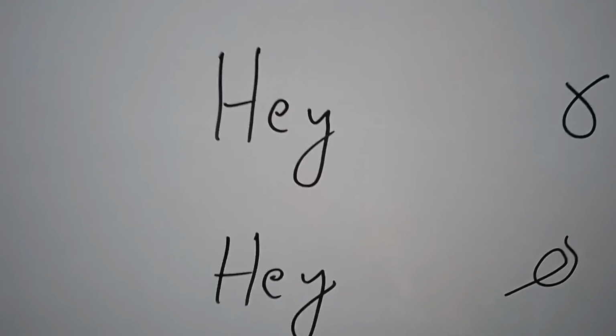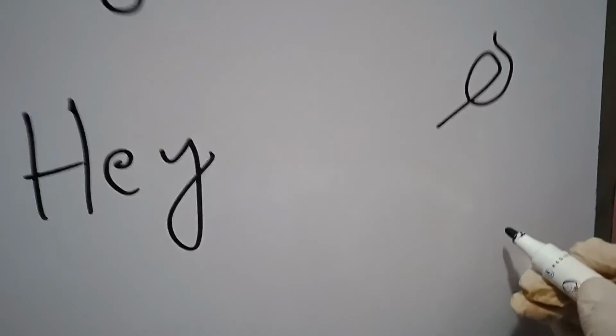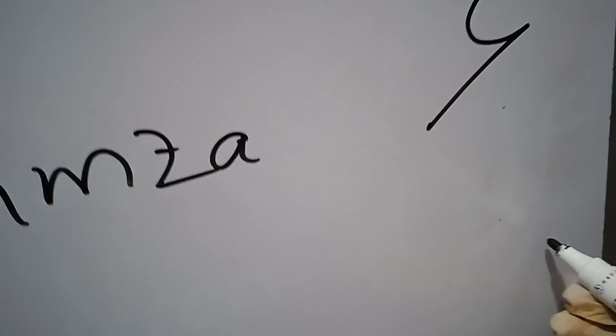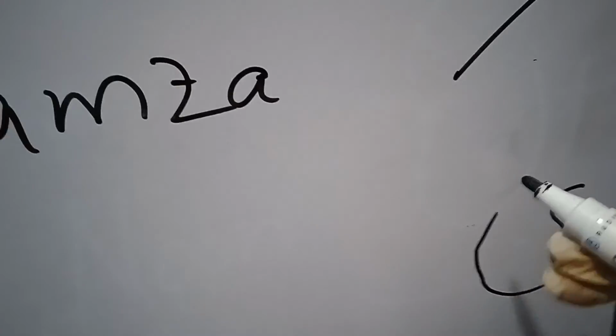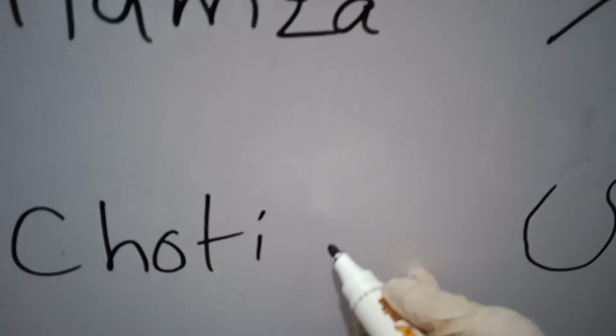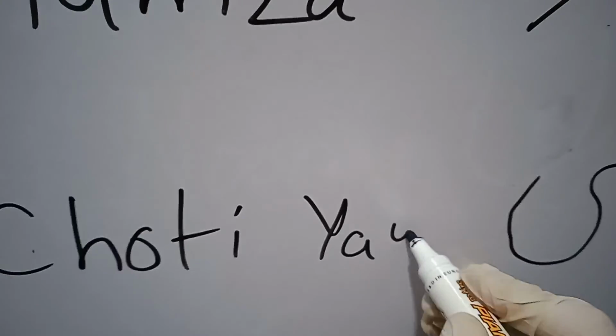Next letter is Hamza, H-M-Z-A. Sounds in English Hamza. Next letter is Choti Ye, small Ye. Next letter is Big Ye, Badi Ye.